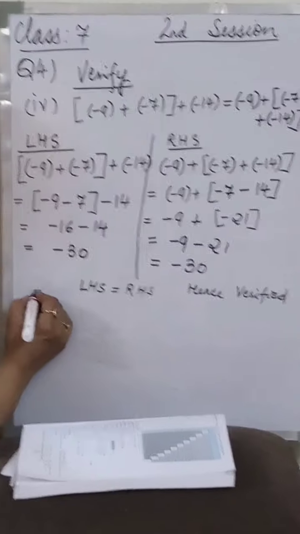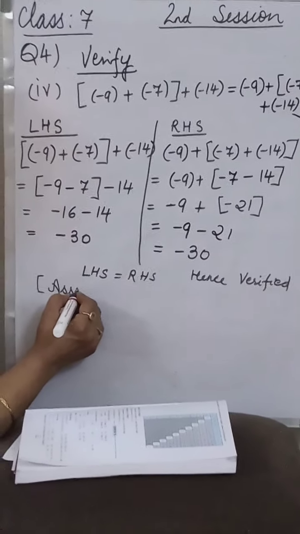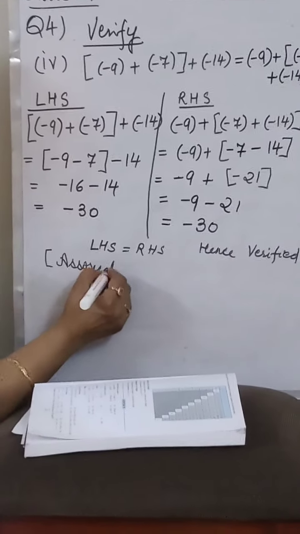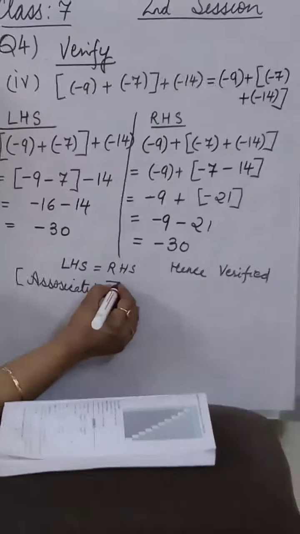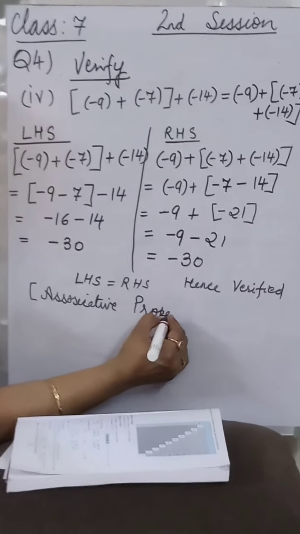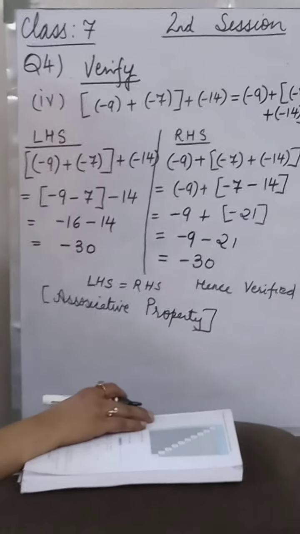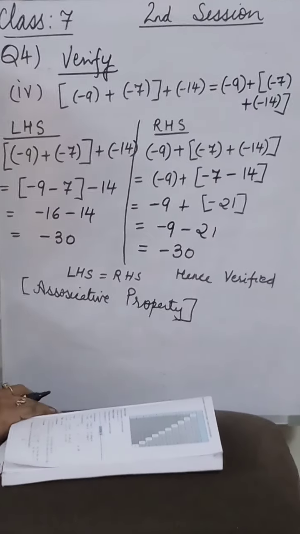So this way you are going to do all the parts of question number 4, and it is better for you to write the property also. So which property is verified here? Associative property we verified. Okay. So this way we solve question number 4.